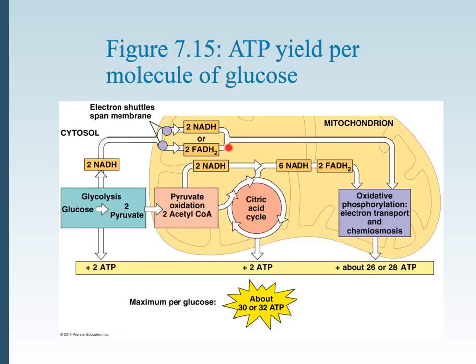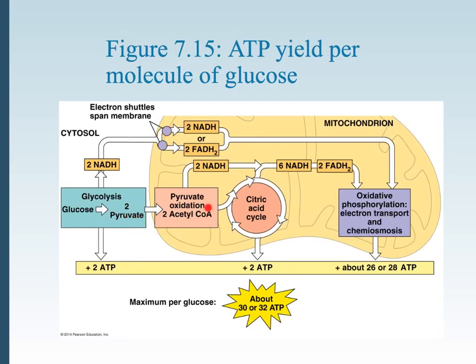But because they drop their electron off at different places in the electron transport chain, if the NADH becomes an NADH here, then we're going to get the 32 ATP. If the NADH becomes an FADH2 here, then we're going to get the 30 ATP. So that's pretty much where that variability is coming from. And like I said, it just depends on what's available in the mitochondrion at that time.